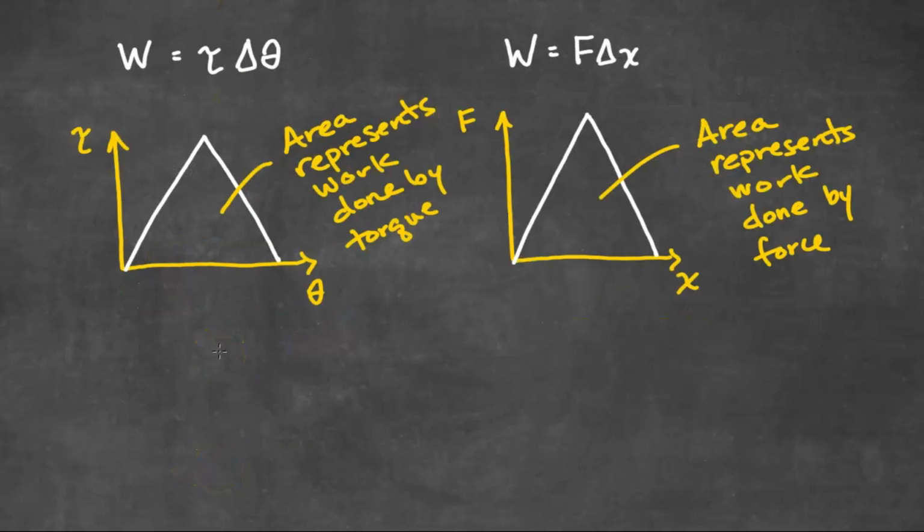We can also use graphs to find the work done on a system. So let's start with linear motion. On a force versus displacement graph, the area under the graph represents the work done by the force. On a torque versus angular displacement graph, the area under the curve represents the work done by the torque.